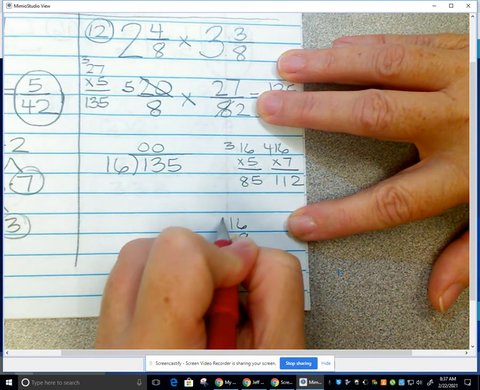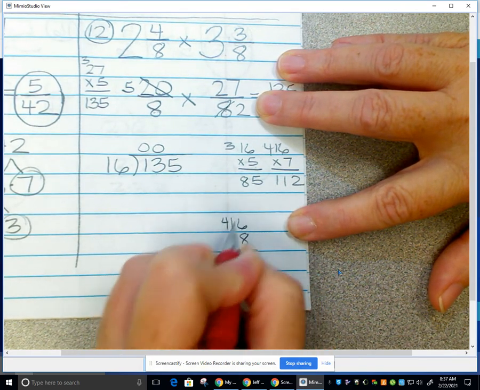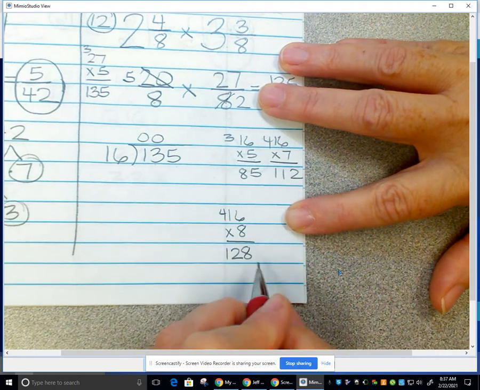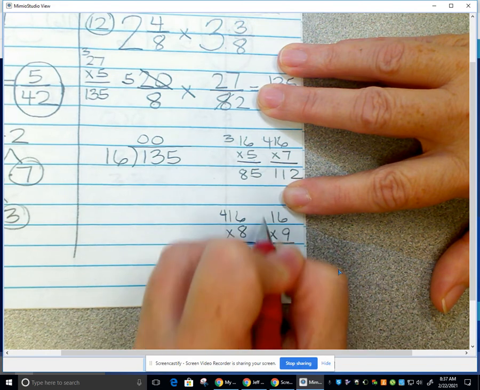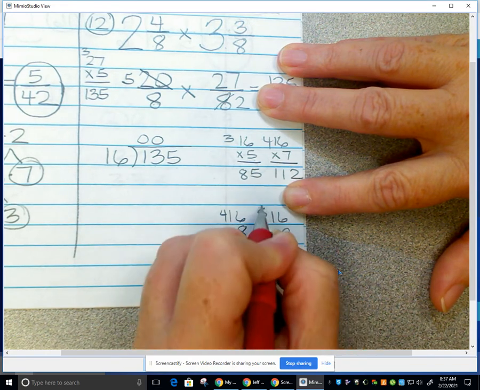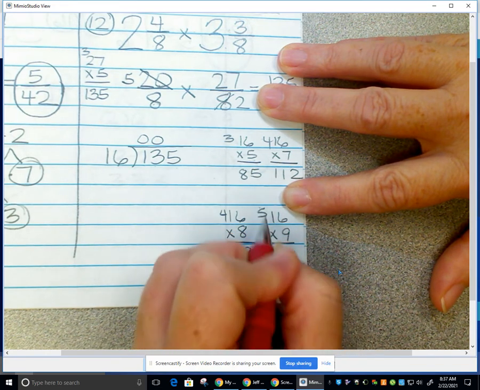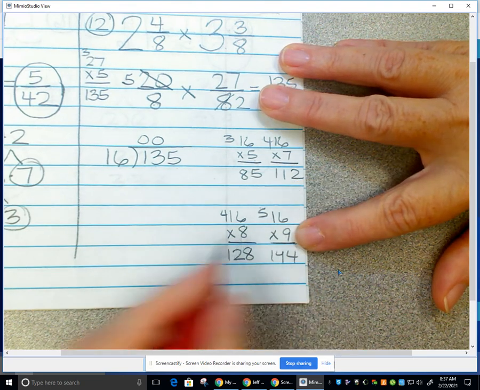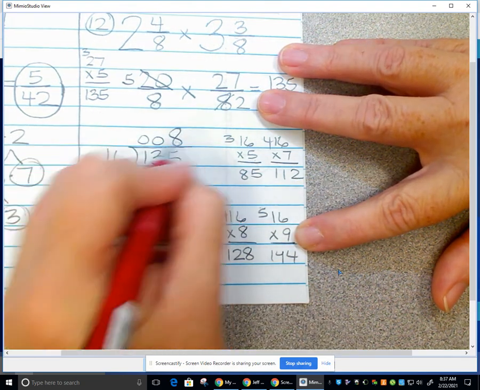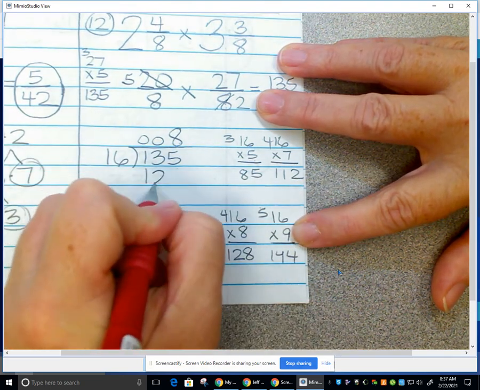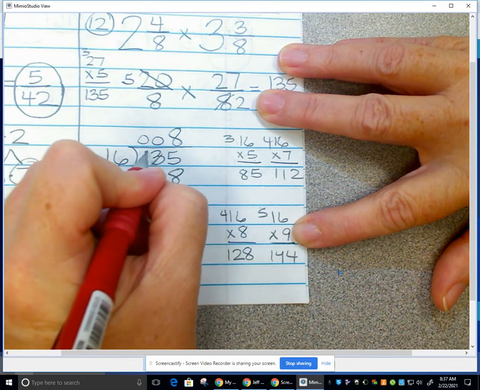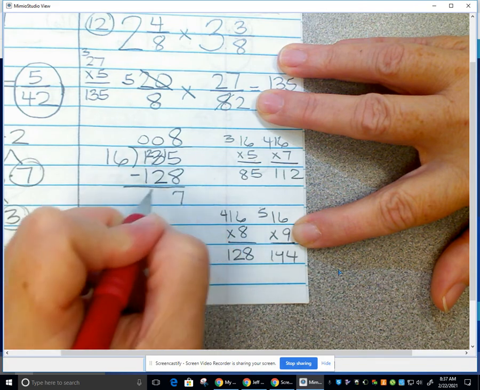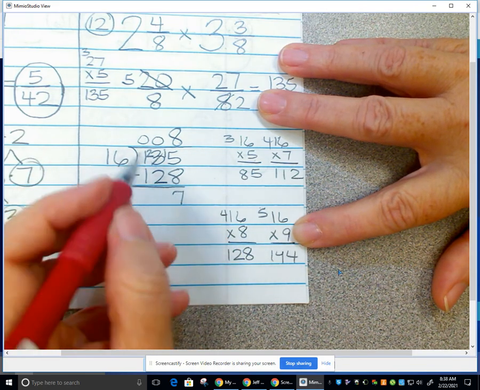So let me try 16 times 8. So 128. So it's probably as close as I can get because 16 times 9 is probably going to go over. 9, 10, 11, 12, 13, 14, 144. Yes, it went over. So I'll do 8. And 8 times 16 was 128. Now I've got to subtract. That's 7. And there's my answer.